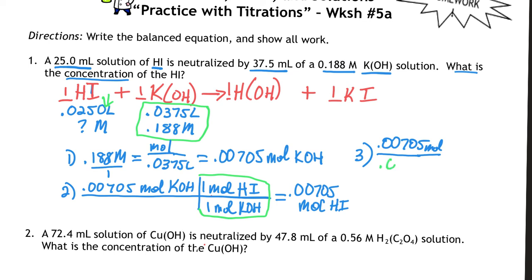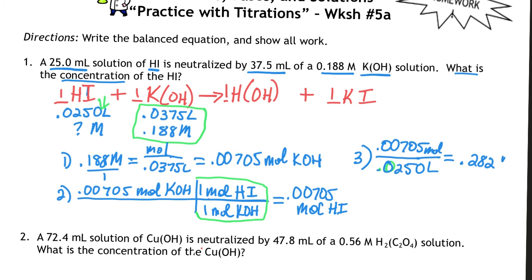So let me get that into blue, 0.0250 liters. I'm going to take that, and so my answer divided by 0.0250 is going to give me an answer of 0.282 molarity. Oops, and I just wrote over my decimal point. There you go.